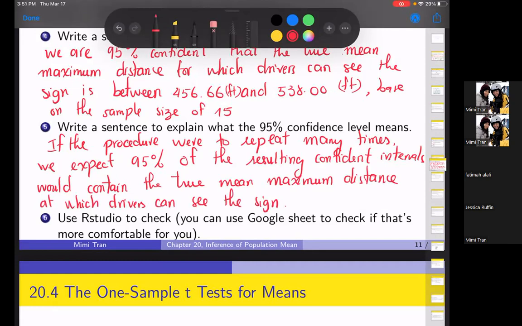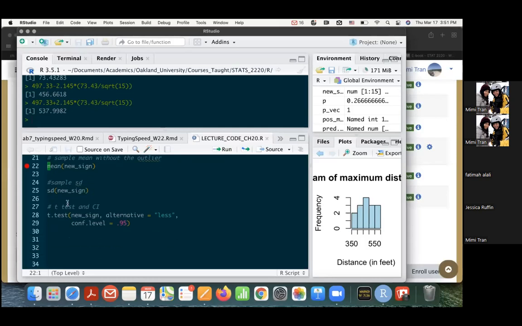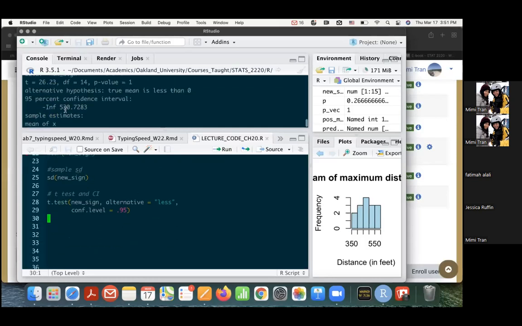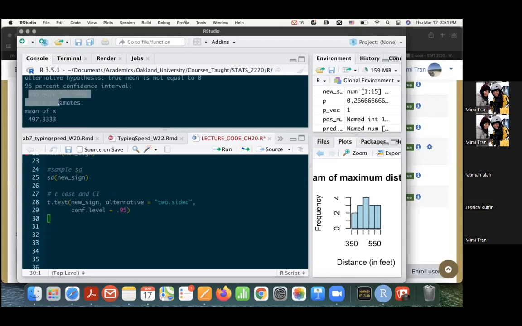All right, let's check with RStudio and we take a little break. Right here, confidence interval. I'm gonna do two-sided, maybe. If I do one side, it's infinite. So I'll do two-sided. Right there, you can see 4.5, 6.66, and 5.9, 5.3, pretty much the same.